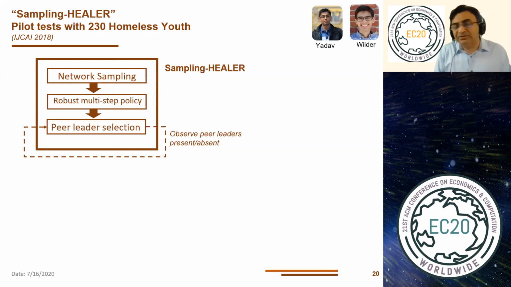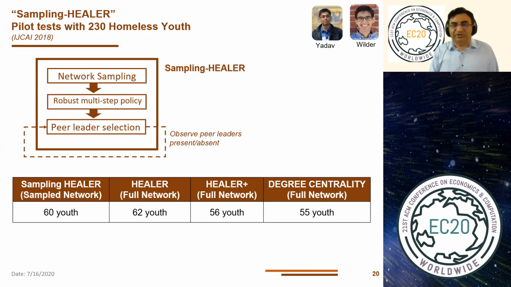It was now time to try to understand how this Sampling Healer algorithm performs in practice via a pilot test first. So we created 4 separate experimental partitions. So the first one is Sampling Healer. I emphasize the word sampling because in this arm, we have a sampled network of homeless youth. So we recruit 60 youth here.